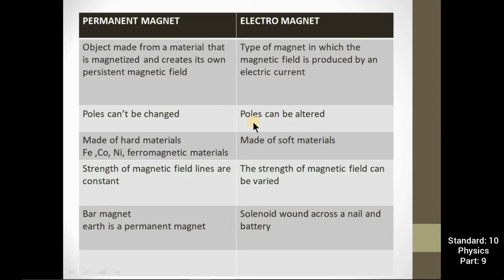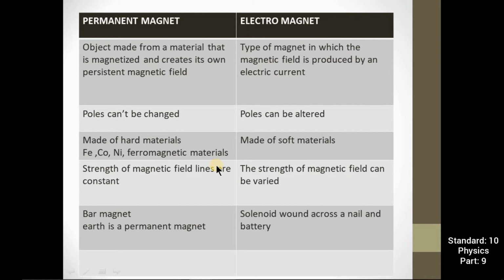Permanent magnets are made of hard materials and electromagnets are made of soft materials. Permanent magnets are made of iron, cobalt, nickel or ferromagnetic materials. In a permanent magnet, the magnetic field strength is constant. We cannot vary it, but in an electromagnet, which we will learn in this chapter, the strength of the magnetic field can be varied, which is very useful and can be applied for many things.